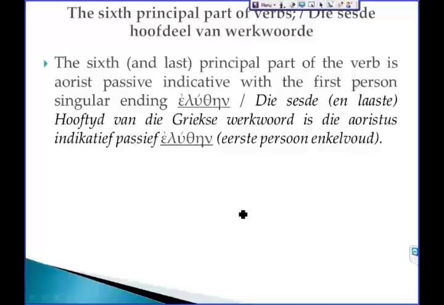Please remember that. If I give you a word and say, give me the 6 principal parts, or 5, because I will have given you luo already, which is the present indicative active, then you have to take it from the future, aorist, perfect active, and the perfect middle passive, and the aorist passive. Will you be able to do that? Please. So that is our last principal part of the verb.